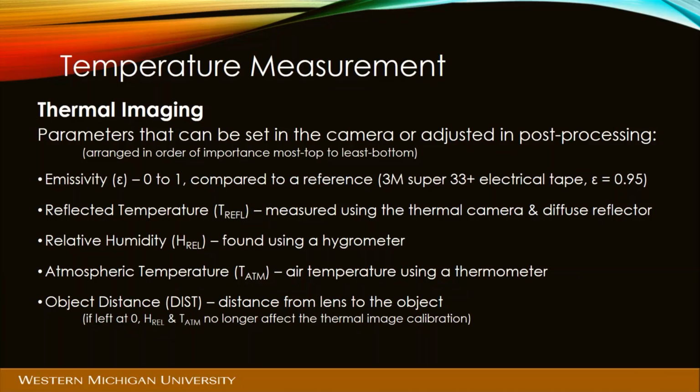So emissivity is absolute number one. You've got to get that right. Reflected temperature is kind of a middle of the pack second in terms of importance. Everything below it, relative humidity, atmospheric temperature, object distance, is way, way down, fourth and fifth. Especially with the near distances we're working, 2 feet to 20 feet, it really doesn't have a big impact, but you still want to take it into account.